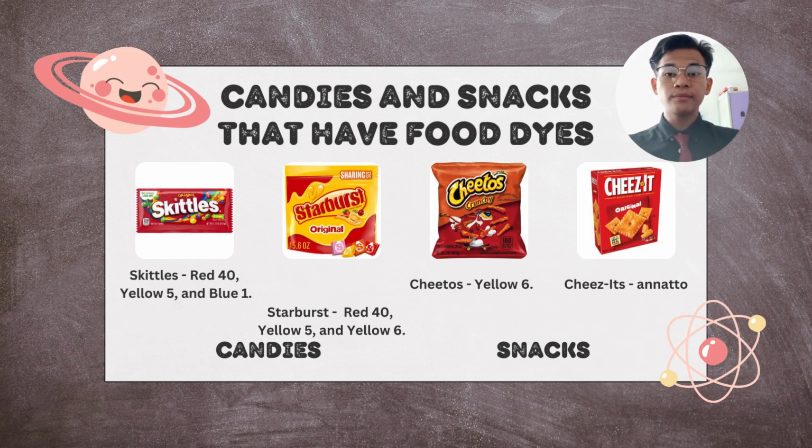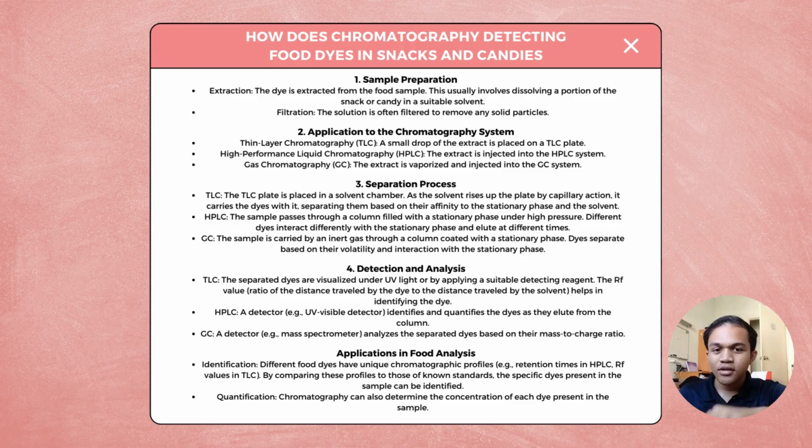Now here are examples of candies and snacks that have food dyes. For candies, we have Skittles, which contain red 40, yellow 5, and blue 1. Next is Starburst, which has red 40, yellow 5, and yellow 6. Moving on to the snacks, we have Cheetos, which have yellow 6, and Cheez-It, which has annatto.